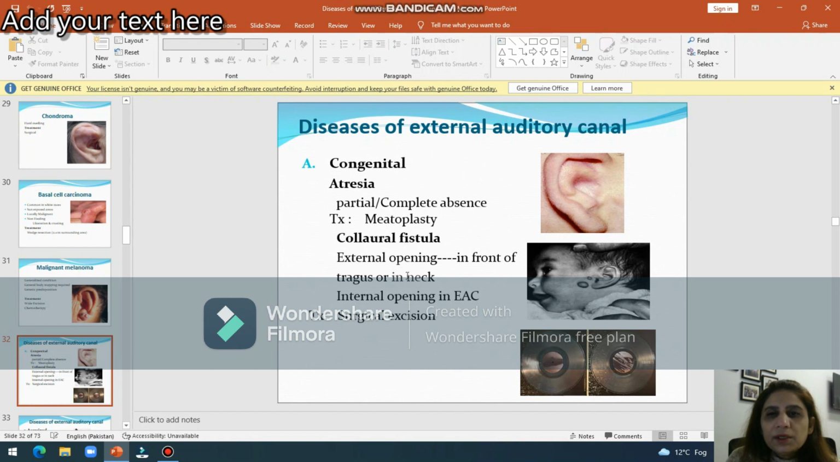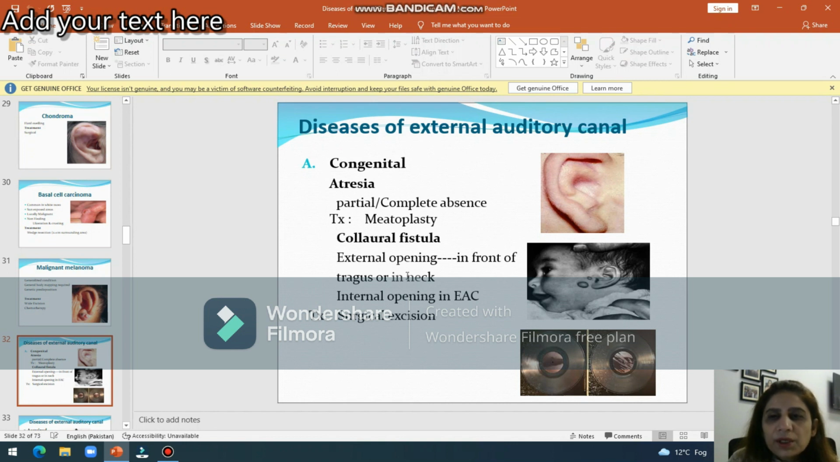Treatment is meatoplasty, it means making an external auditory canal. So if there is sensorineural hearing loss, you can advise there is no need of making a hole in the external auditory canal. If the patient is having only the conductive hearing loss, then meatoplasty will improve the hearing of the patient.